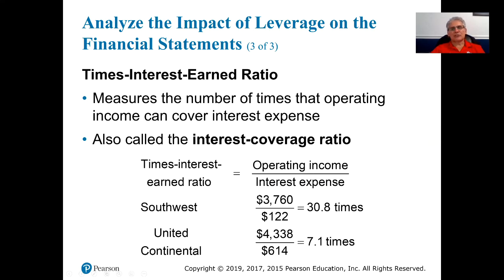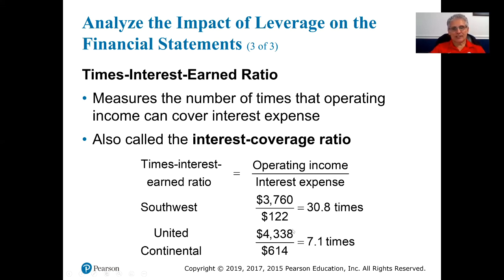So as an example here, let's assume that Southwest has $3,760,000,000 in operating income. Their interest expense is $122 million. Their interest coverage ratio, the ability for them to cover their interest, is 30.8 times. This divided by that.